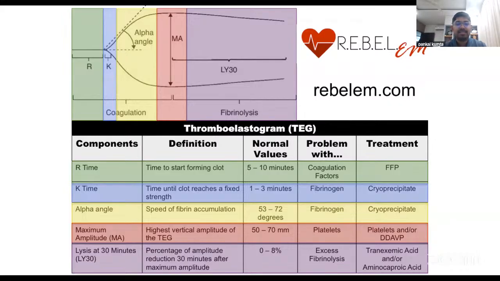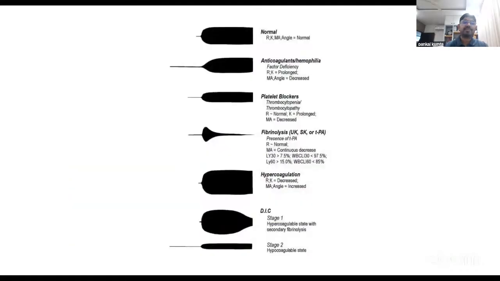Platelets, because here you need to stabilize it. Once the fibrinogen is there, the clot stabilization comes through platelets. So you need platelets or factor VIII. And if LY30, lysis at 30 minutes, can happen where you're seeing the amplitude reduction after 30 minutes. Normally it is 0 to 8%, but if it is excessive fibrinolysis, then antifibrinolytics like Tranexa or aminocaproic acid will be required.